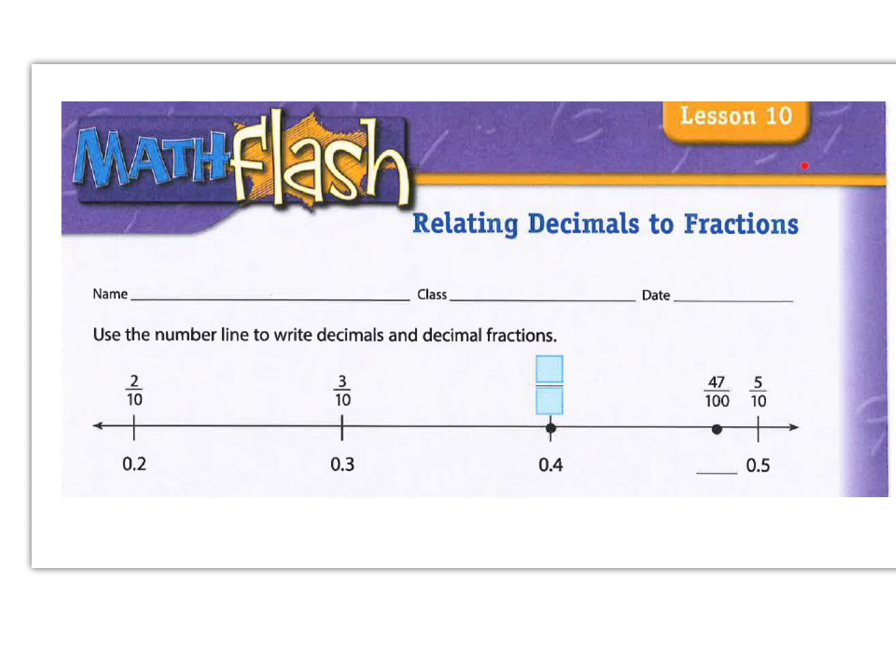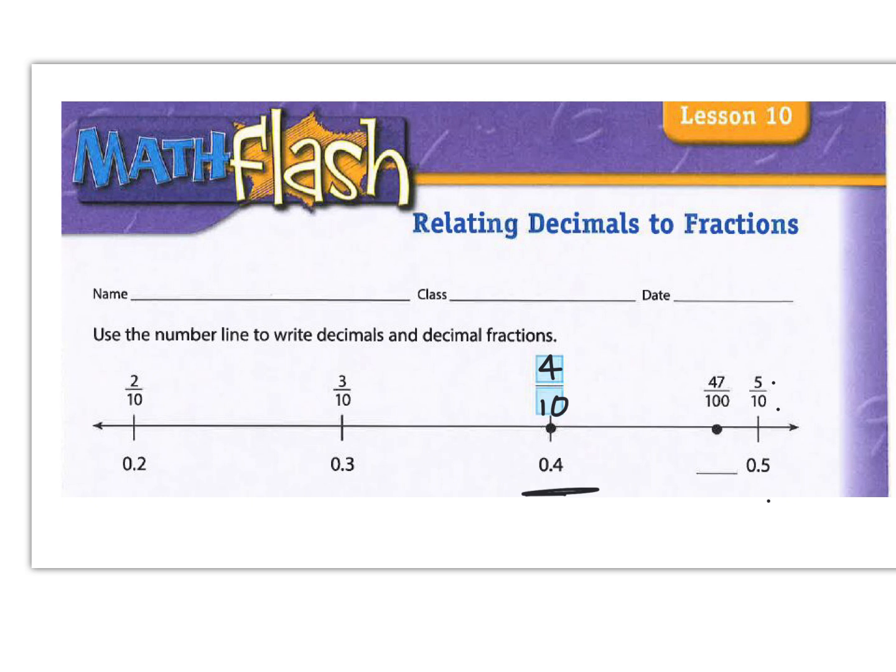Okay, this is a math flash lesson, so relating decimals to fractions. Use the number line to write decimals and decimal fractions. So here we have 2/10 and as a decimal, 0.2, so 2 in the tenths place. 3/10, 0.3, 3 in the tenths place. 0.4, that's how we would say this number, 4/10. Okay, and then here we have 5/10, 0.5.